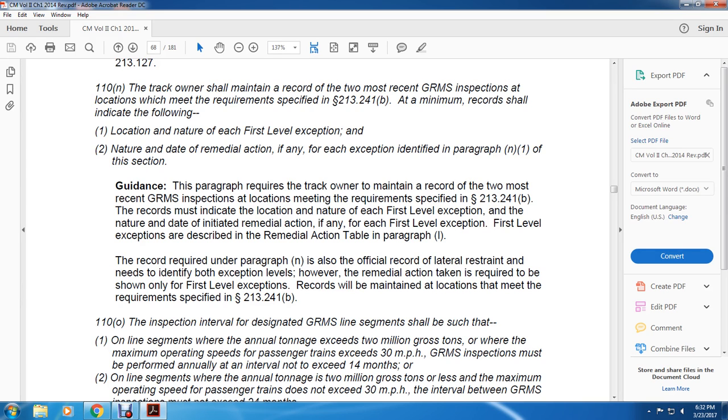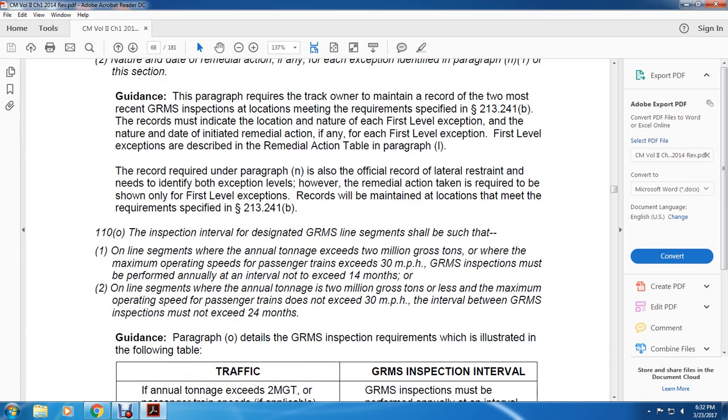initiated remedial action, and if any first level exemption is described in remedial action table, paragraph L or the record required under paragraph N is the official record of lateral restraint and needs to identify the first level exemption. Remedial action is required to show only the first level exemption. Records may be maintained at the location to meet the requirements specified in 213.241(b).